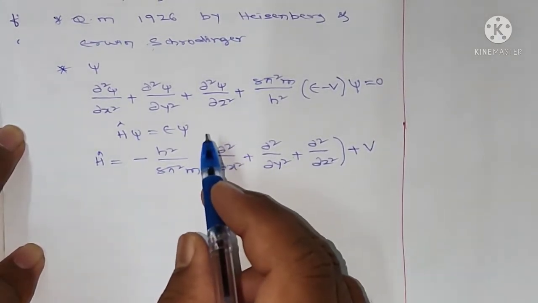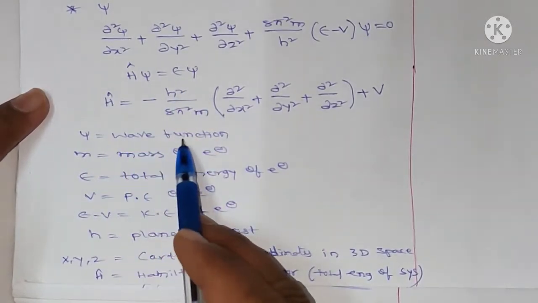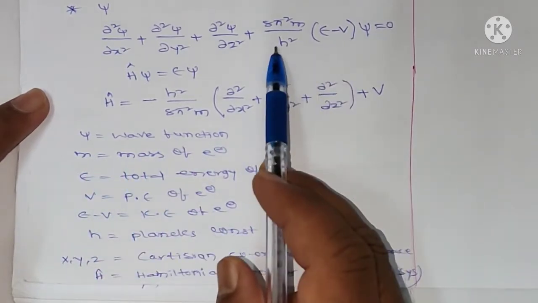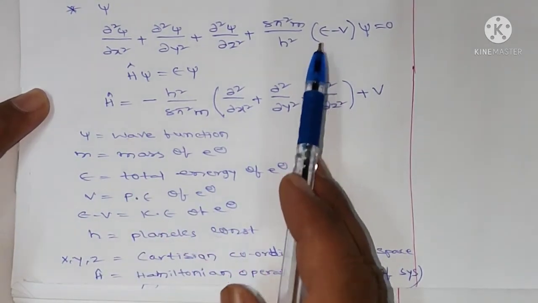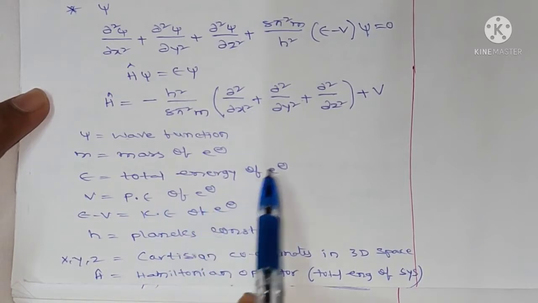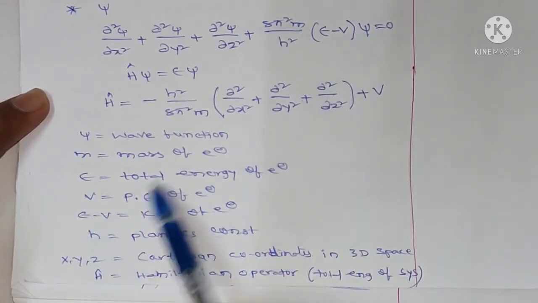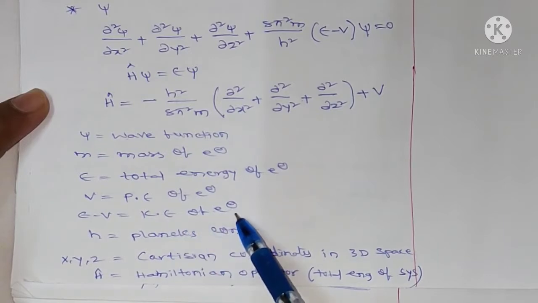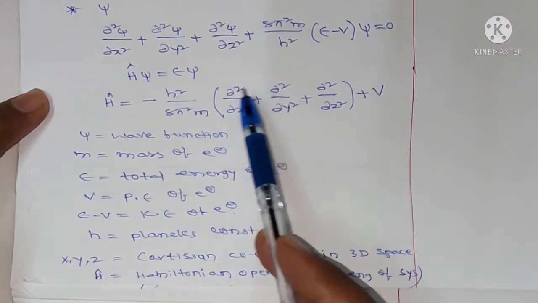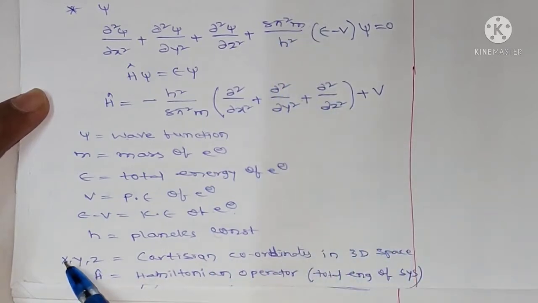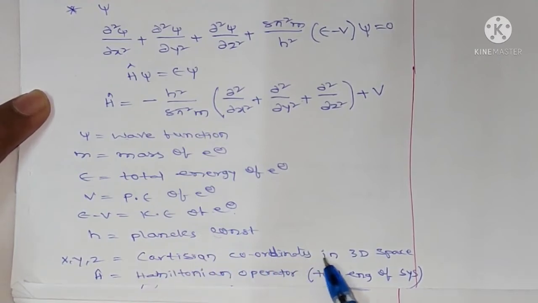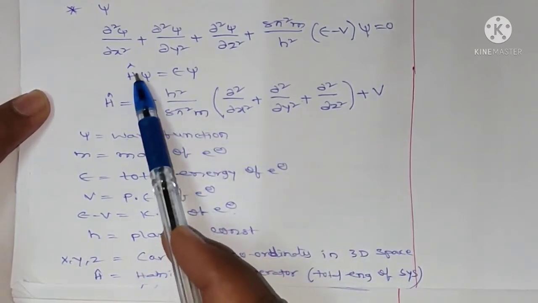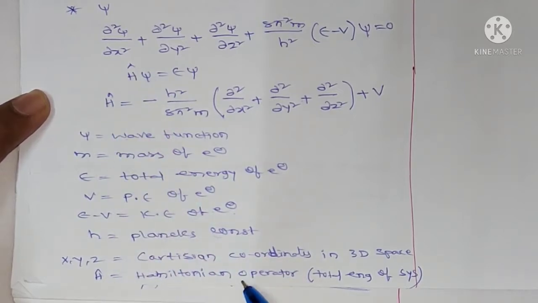Here in these equations, psi is the wave function and m is the mass of electron and E is the total energy of electron and V is the potential energy of electron and E minus V is the kinetic energy of electron and h is the Planck's constant and x, y, z are Cartesian coordinates in 3D space and h cap is the Hamiltonian operator. This is the total energy of a system.